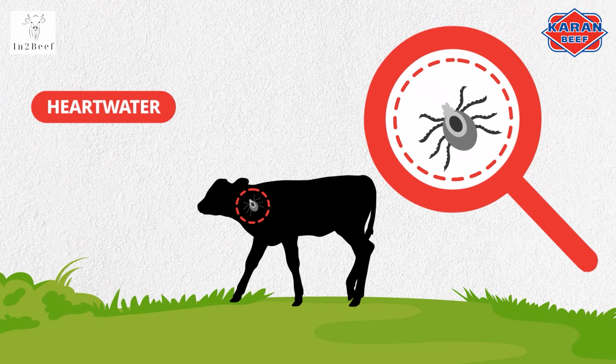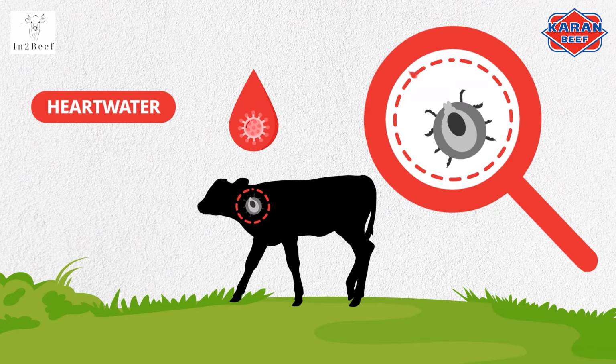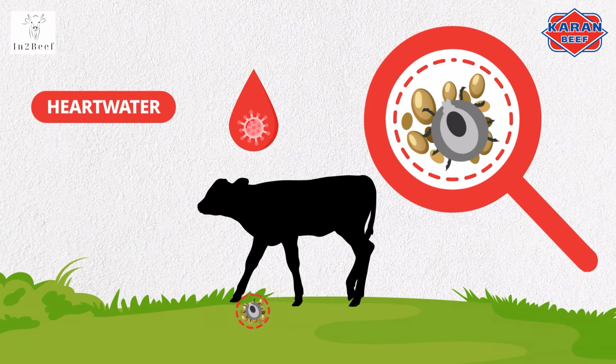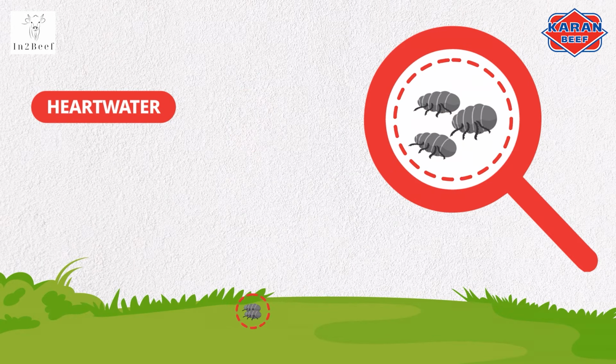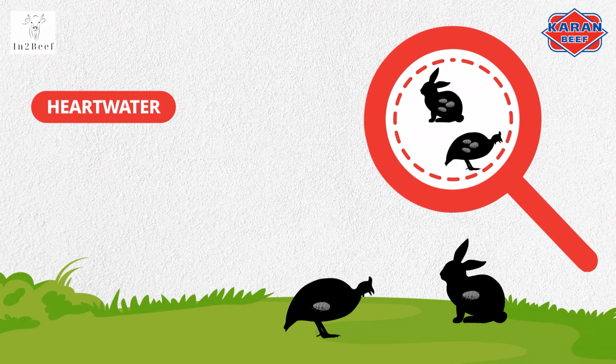Ticks will become infected when they feed on animals whose blood contains the organism. The infected adult female ticks will not spread the disease further until they are fully engorged. They then fall off their hosts and lay their eggs. The eggs hatch to become larvae which feed on intermediate hosts such as rabbits and some ground-dwelling birds.